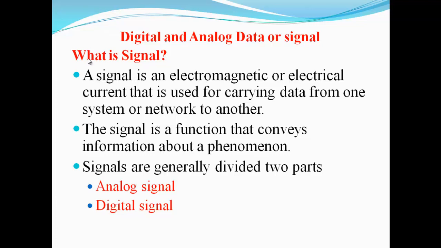When data is converted into a signal, it is divided mainly into two parts, analog signal and digital signal. Analog signal means what? Its common example is the human voice, and a digital signal is considered as a file on the disk. Now we discuss it in detail one by one.